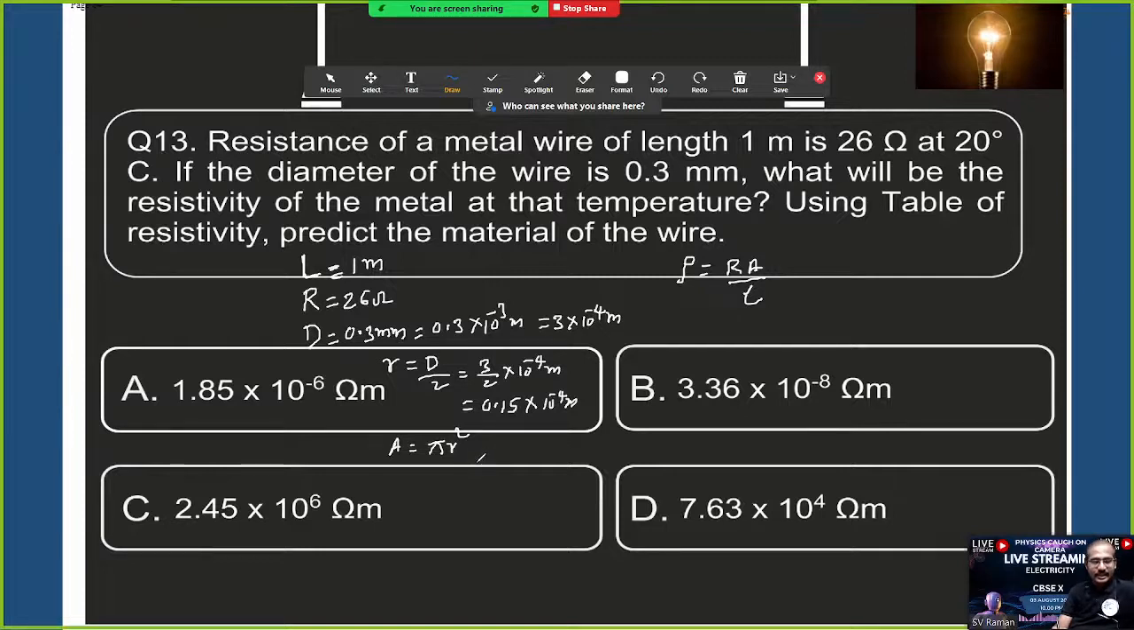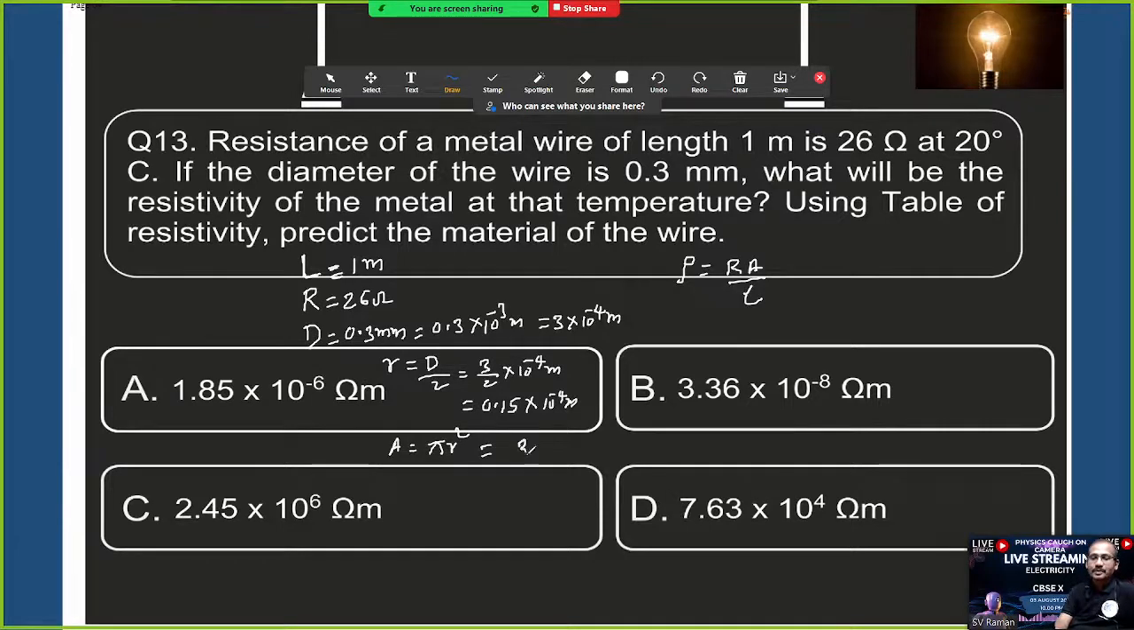Here a student is asking a question: can we take L in centimeters? Not exactly in centimeters. You can check here, the options they gave are in ohm meters. The length is also given in meters, and they didn't ask anything in centimeters in the question or the answers. If they ask, yes, you can do it in centimeters, but generally the resistivity unit is ohm meter. Ohm meter itself, no need to consider centimeters. The numbers may come out different, so we make it easy by using meters.